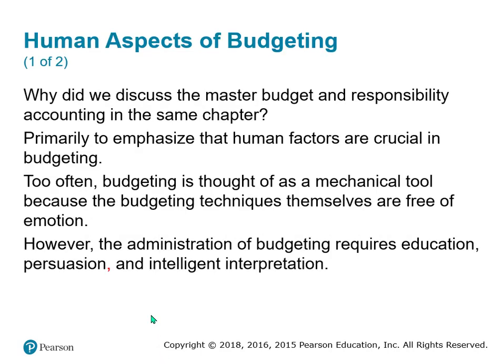So budgeting is most effective when lower-level managers actively participate and meaningfully engage in the budgeting process. Human factors are crucial in budgeting. We often think of budgeting as a mechanical tool because the numbers and the techniques are free of emotion, but just think, you're talking about someone's area of responsibility, maybe something that they poured a lot of themselves into. So the administration of budgeting requires education, persuasion, and intelligent interpretation.